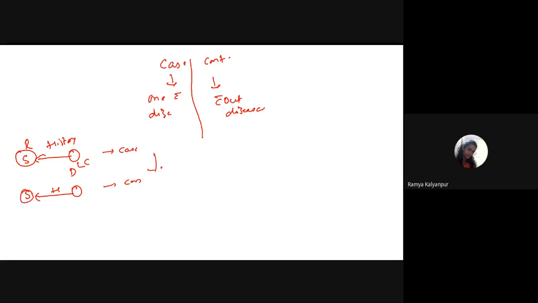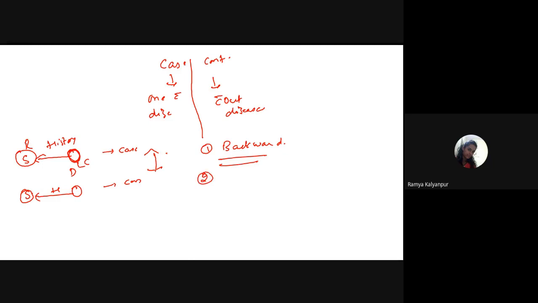Then we will make the comparison between these two, cases and controls. Since we are going back in time, this case control study is also called a backward study. And here we are not able to calculate any incidence, because here we are already starting with the disease. The disease is already present, so we are not able to calculate any incidence.